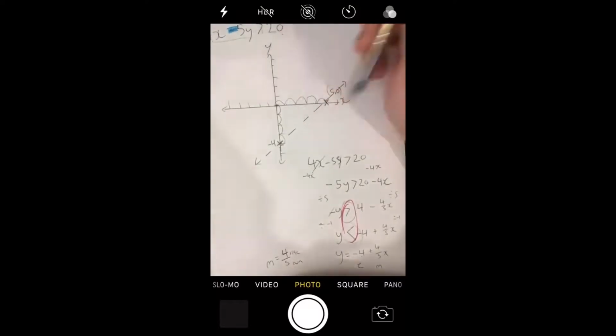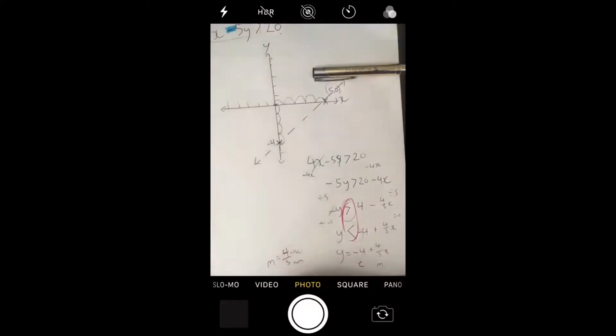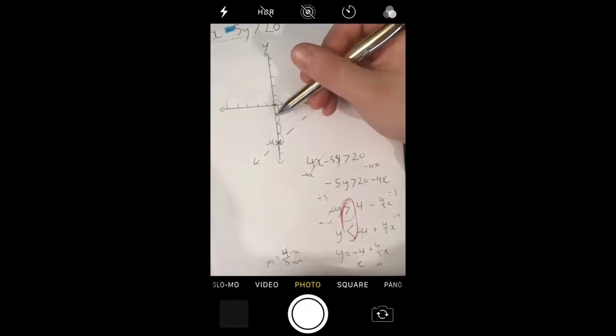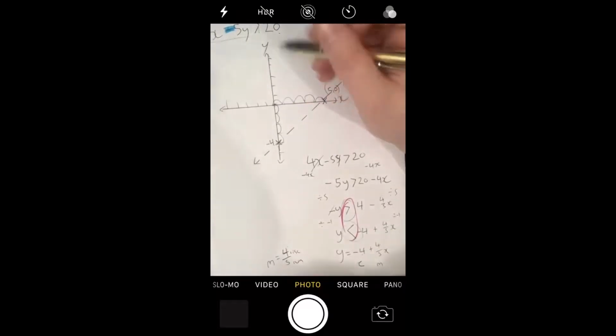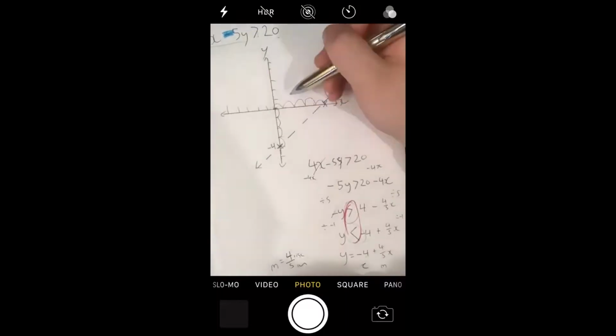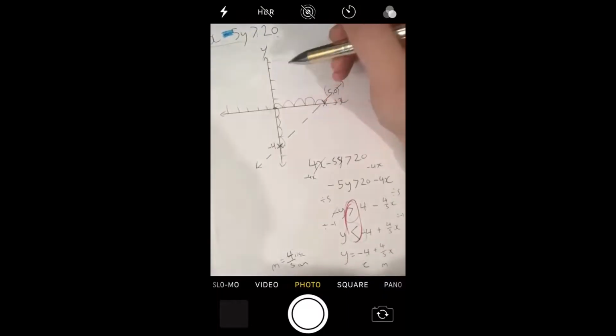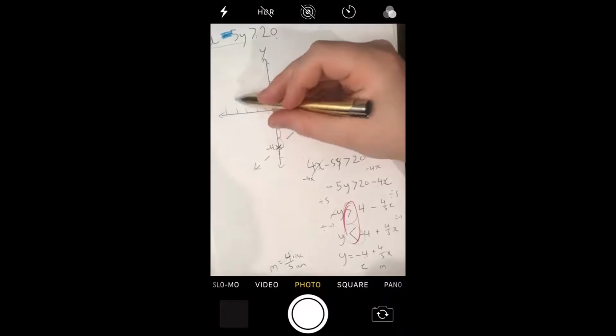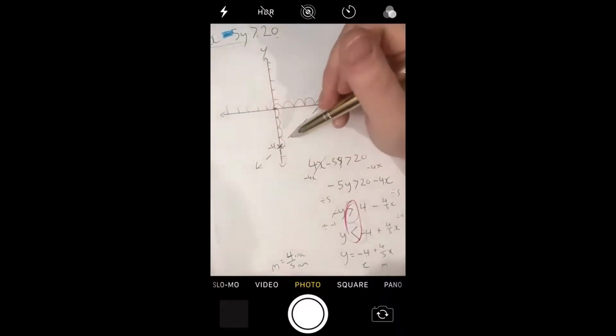So now the last part here is to figure out what to shade and what not to shade. That's right, I forgot. So what do we shade and what don't we shade? How can we figure that out? Well, the easiest way to do it is to look at 0, 0. You can take any number you want, but I prefer to take 0, 0.